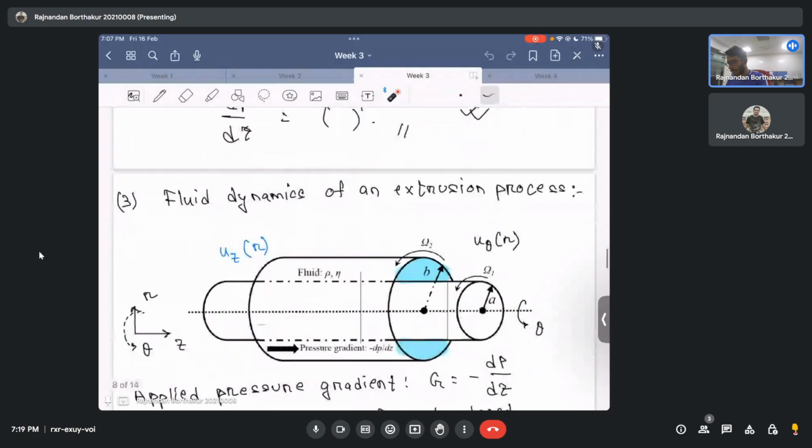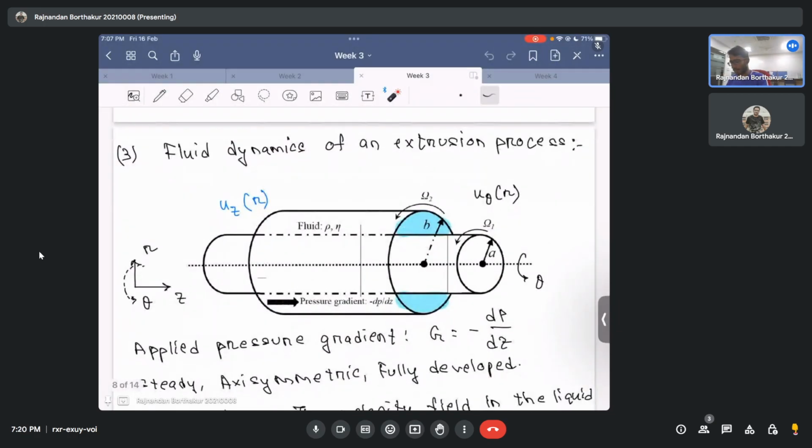The third problem was a little extended problem, and it was a little long.